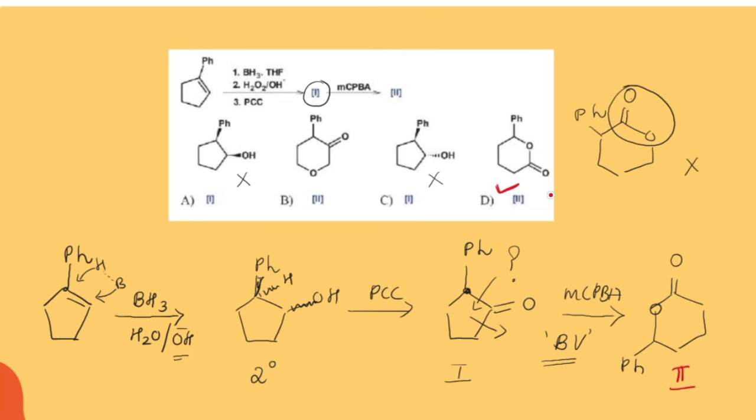It's always better to follow the first method so that you can save some time in the exam. If you find any difficulty in understanding the mechanism, how mCPBA is forming an ester, you can drop your question. I'm going to elaborate this in my next video.